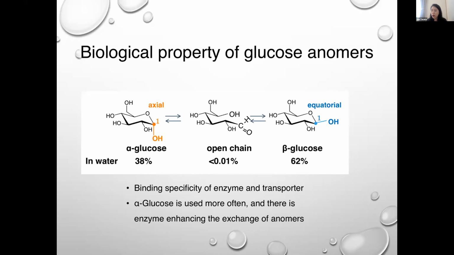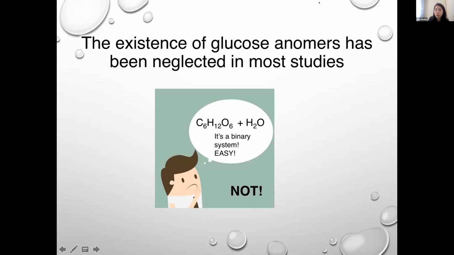Glucose anomers also have difference on biological property. Alpha glucose is usually used selectively in the cellular system. In addition, there are enzymes that promote anomeric change, and their role is probably to control the proportion of anomers. As I mentioned earlier, biological system recognize the glucose anomer structure. And I guess also spectroscopy is possible to distinguish them.